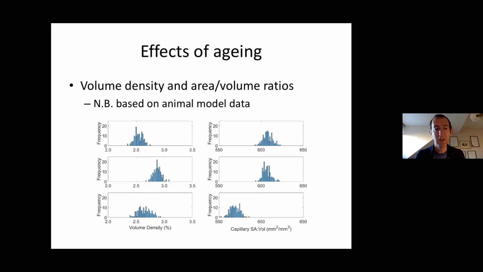So the effects of aging. There's some very nice data out in the literature. These are from animal models, but it gets us started looking at volume density and area volume ratios. And that means that we can start to calculate how these vary. So the top row is young, the middle row is middle-aged, and the bottom row is elderly. And you can see how these parameters change at different stages in the life cycle of mice.